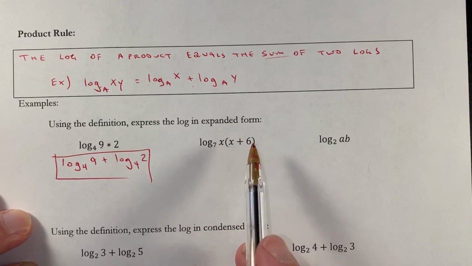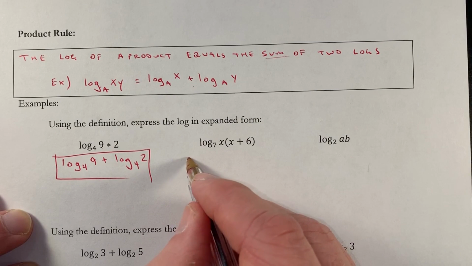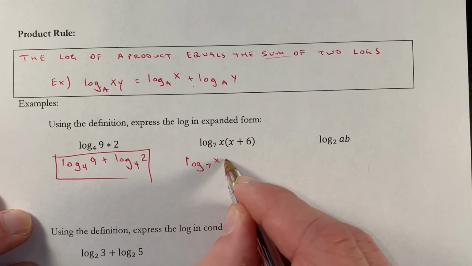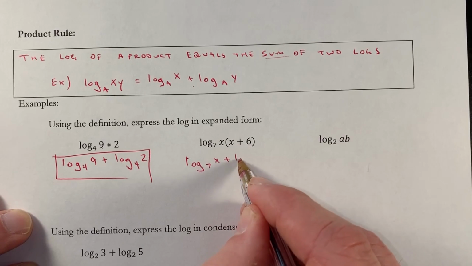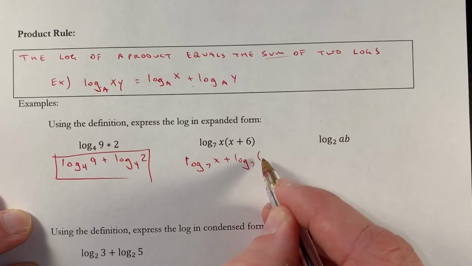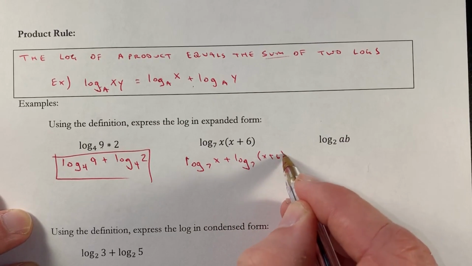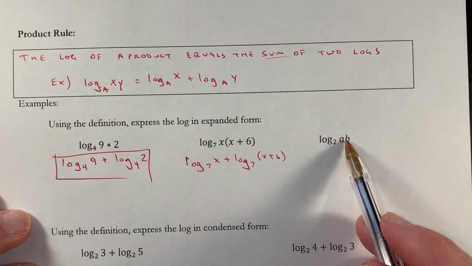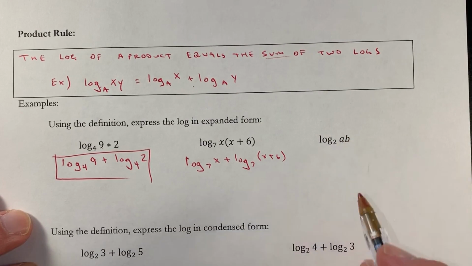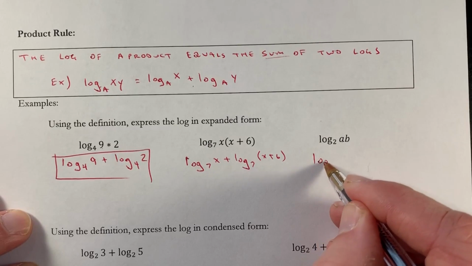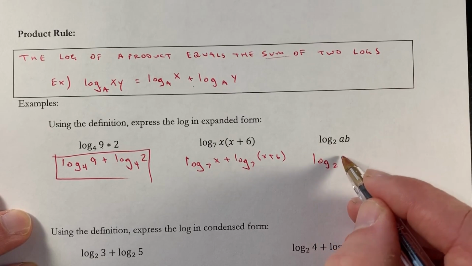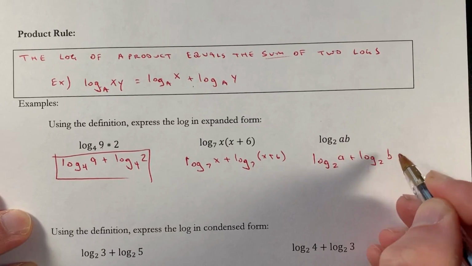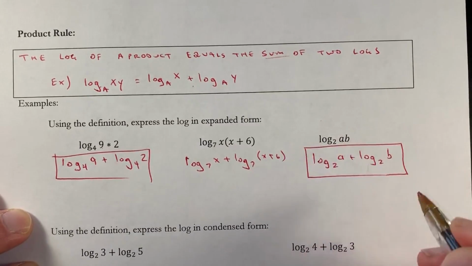Here we've got a product, x times x plus 6. So we can write in expanded form as log base 7 of x plus log base 7 of x plus 6. And here we have a times b as our argument, so we can write in expanded form log base 2 of a plus log base 2 of b.